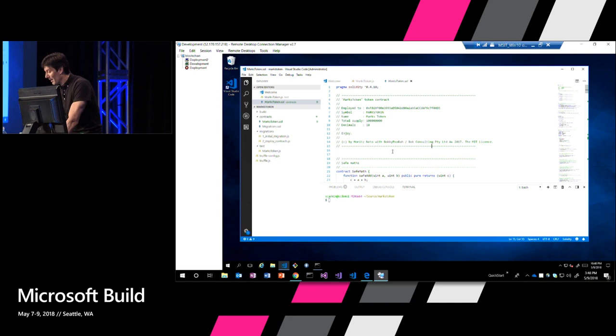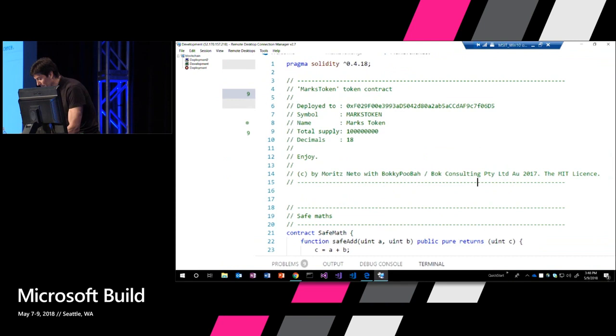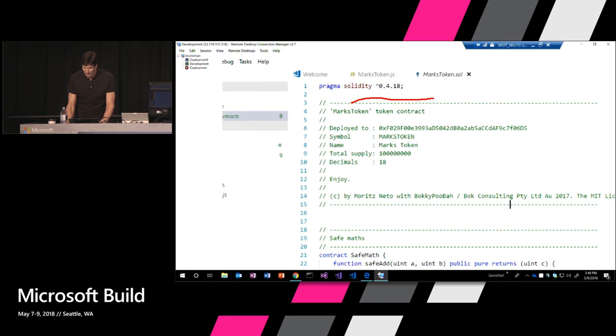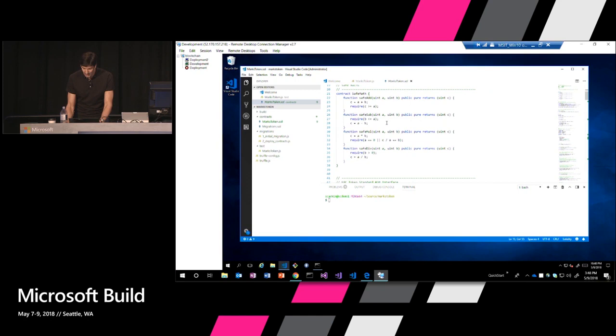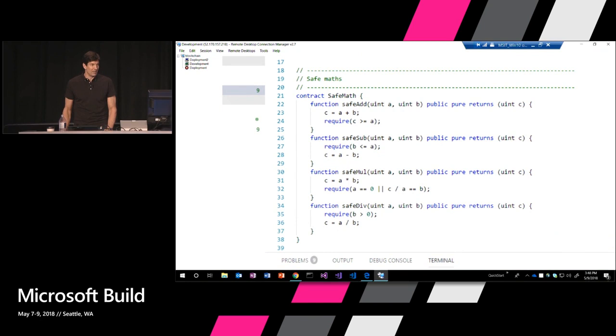This here is an editor. It's Visual Studio, and it's got the Solidity plugin for it. And this is a smart contract I've got here loaded in Visual Studio. It's Mark's token's contract. And I'm going to show you some of the code in here. We've got some safe math. That safe math is necessary in any smart contract that does math to prevent overflow and underflow, because if you do that and you're playing with cryptocurrency, you can really screw yourself. So you want to use safe math functions.